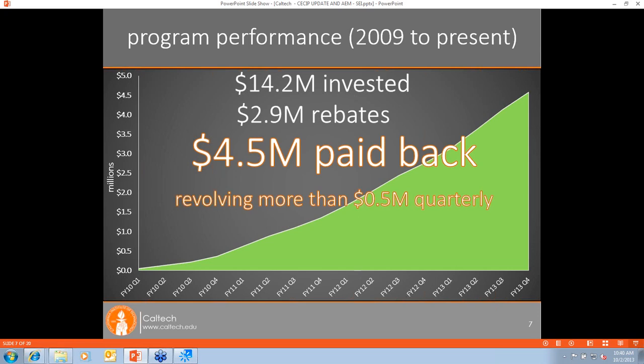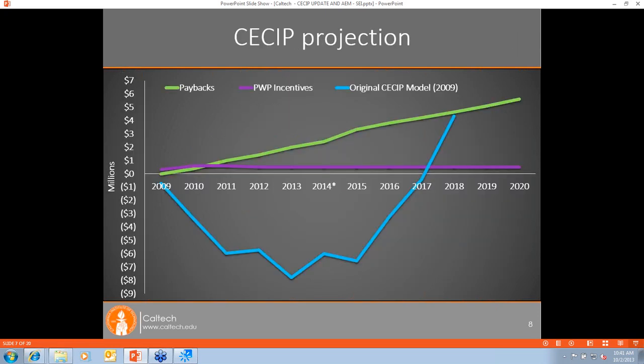So here are some of the more fun numbers, the big ticket items we like to call them. Since 2009, we've invested about $14.2 million so far. We've received just under $3 million worth of utility rebates and a few grants related to research and laboratory controls and those types of fun things. And the big number is this: we've recorded $4.5 million worth of payback through FY13, so we just booked that a couple weeks ago. In terms of cash flow management in the revolving loan fund principles, this is the big ticket item here. We're revolving more than $500,000 a quarter now.